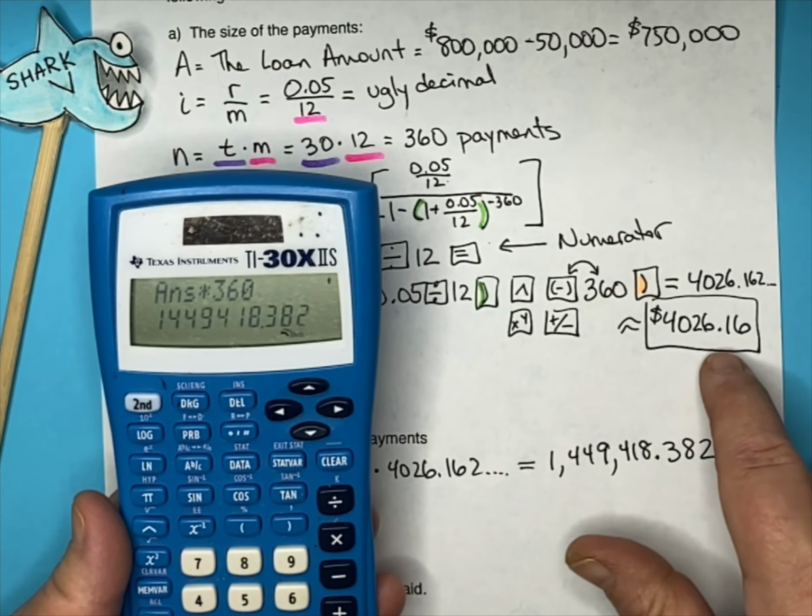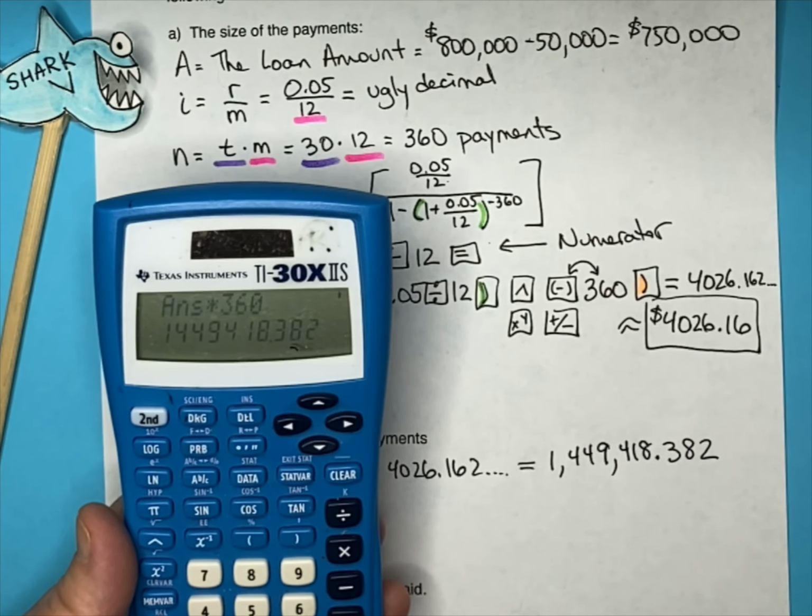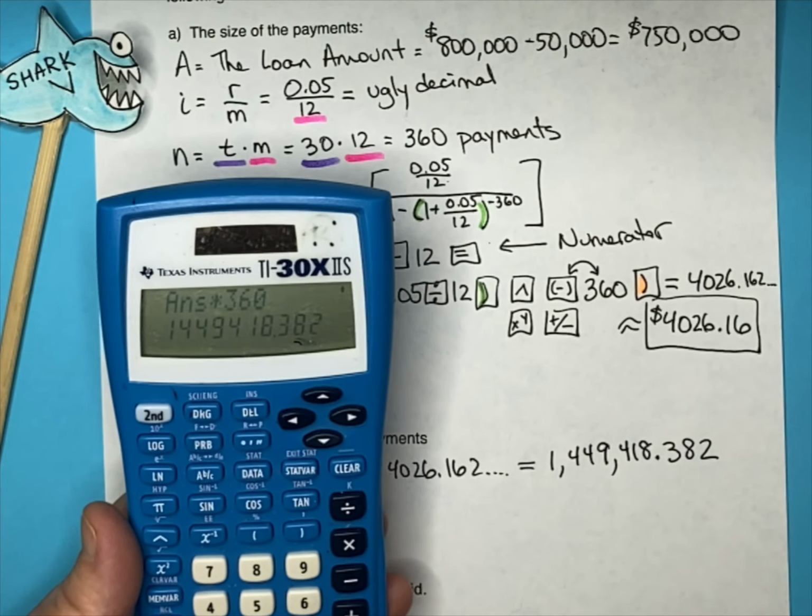Now, we've talked about the fact that in the real world, this would be slightly different because your last payment would not be exactly equal to this. So this is the assumption that every payment is the same. So it's a little bit different than the real world just for the math class.